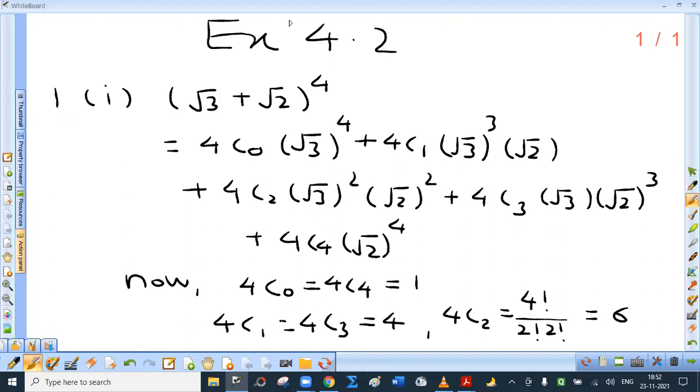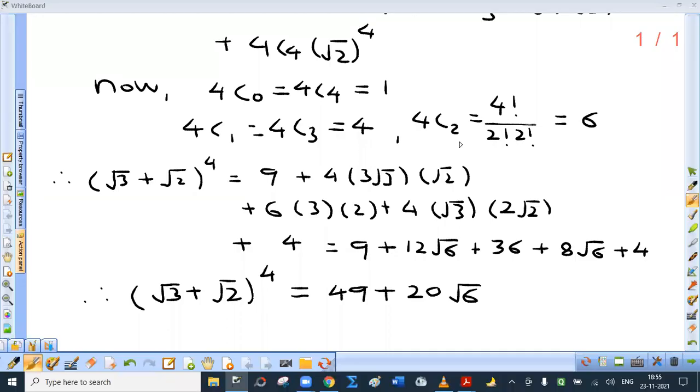Now substitute the values and simplify. So what is root 3 plus root 2 raised to 4? 9 plus 4, 3 root 3 into root 2 plus 6 into 3. Why 3? Because root 3 square is 3. Root 2 square is 2 plus 4 root 3. What is cube of root 2? 2 root 2 plus what is root 2 raised to 4? 4. So on simplification, you get 9 plus 12 root 6 plus 36 plus 8 root 6 plus 4. Finally, it is 49 plus 20 root 6.